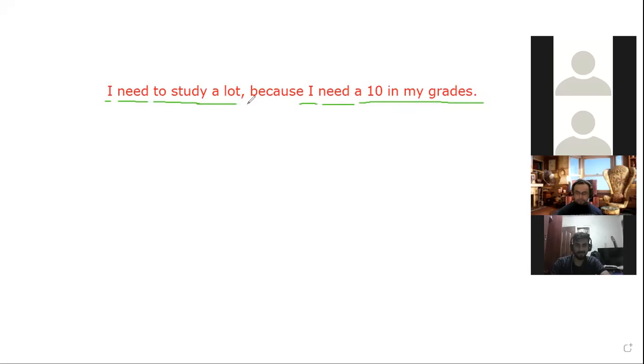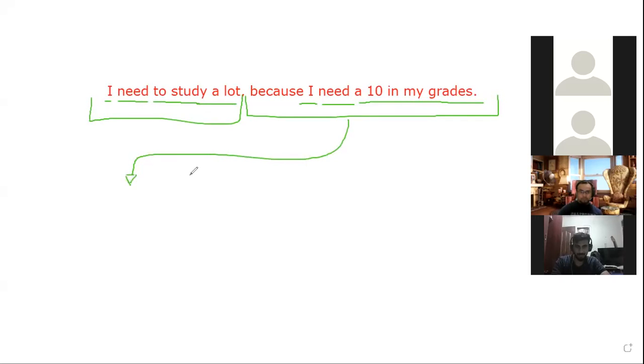I have to tell you something before you go work on that. We have these two sentences and we can use because at the beginning, and the main action can be followed by this one. How can we do it? Okay, we can say, because I need a 10 in my grades, comma, I need to study. Because I need a 10 in my grades, I need to study a lot. That's a way to do it. That's the way that we can use this structure. So we can use it at the beginning and then link it to the main sentence. Is it clear what I'm saying?